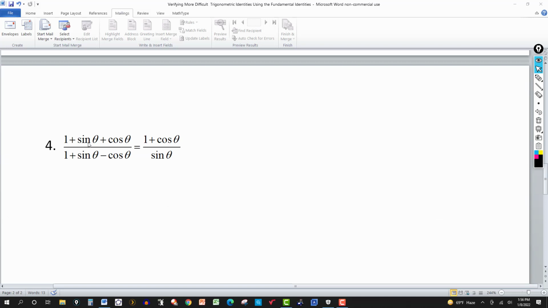1 plus sine theta plus cosine theta over 1 plus sine theta minus cosine theta. We want that to equal 1 plus cosine theta over sine theta. So again, pause the video if you want, see what approach you would take.